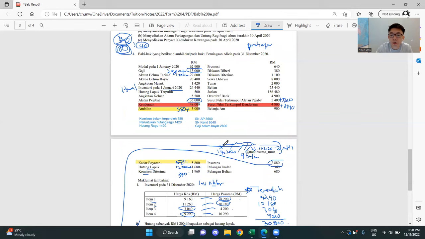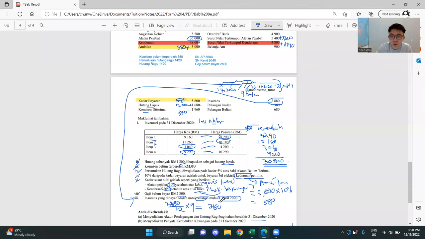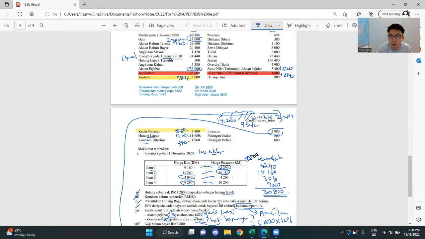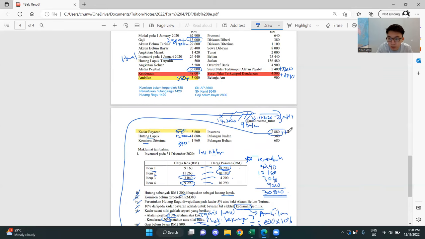So 2160 is the insurance yang sebenar that you have to record. So here, what you will do, you can either straight away potong 2160, or you find out the figure for your insurance prabayar. How much is your insurance prabayar? So same thing, 2880 divided by 12 times. So if 9 months is sebenar, the remaining 3 months prabayar times 3 lah. How do you get 3? You use setahun tolak 9 bulan. You get 3 bulan. So it times 3. 2880 divided by 12 times 3, you get 720.